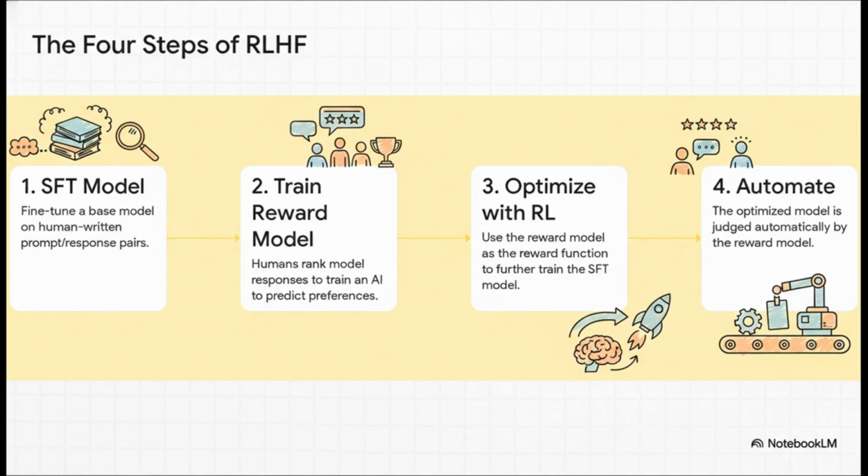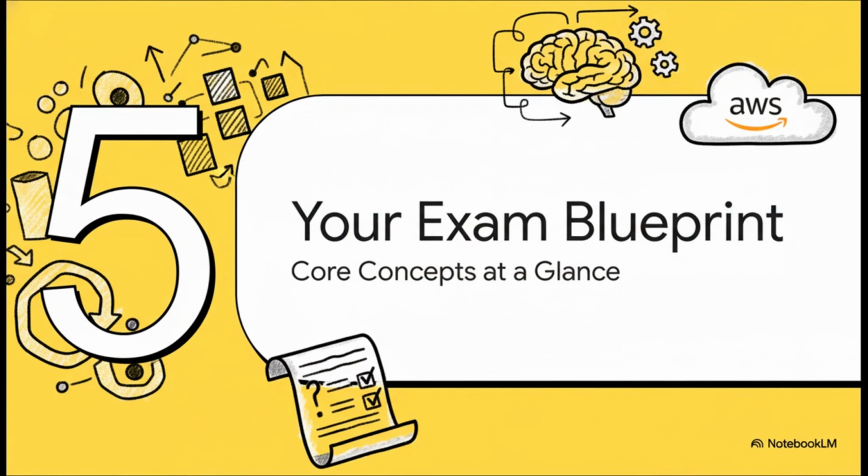Step 3, now you use your AI judge to score the main model's outputs in real time. This becomes a reinforcement learning problem where the model tries to get the highest score possible from the AI judge. And finally, step 4, the whole thing can be automated to keep the model aligned over time. It's a really elegant system. Whew, okay, that was a lot, I know. But we've covered all the major paradigms, so let's pull everything back together and create a simple, clear blueprint for you. Seriously, think of this next slide as your ultimate cheat sheet for the exam.